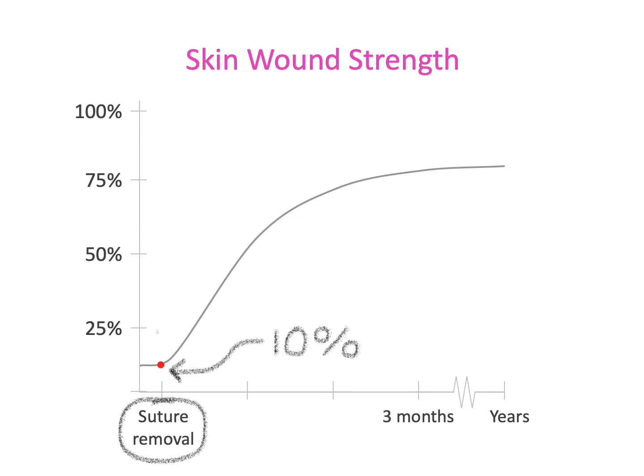You can see the y-axis on the left. The x-axis on the bottom is time. So 10% of normal skin strength, and that's kind of expected. I mean, you just took the sutures out. If you pull on it too much, it's going to pull apart. So about 10% of normal. This is just kind of generic, for your average sutured wound.